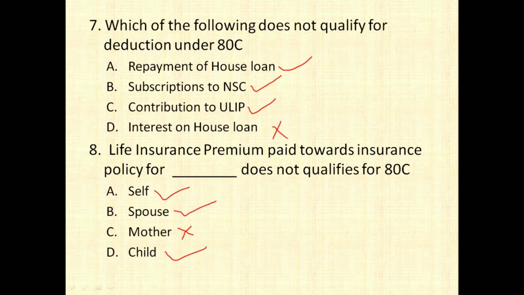Child, if it is a major child or a minor child, dependent child or an independent child, or if it is a married child or unmarried child, it is okay, you can claim. But apart from self, spouse and child, you cannot claim for any other persons.